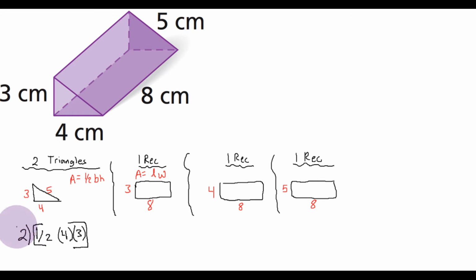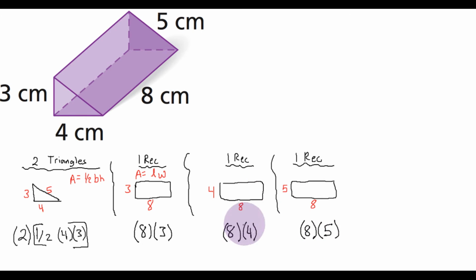I could take 2 and multiply it by the area of 1 triangle and just double all that information. So the formula for the area of a rectangle is length times width. I'm going to take the length 8 and multiply it by 3 in this case. So we have 8 times 3, and then the length here, 8 times 4. So 8, let's put parentheses around that, times 4, and again 8 times 5.